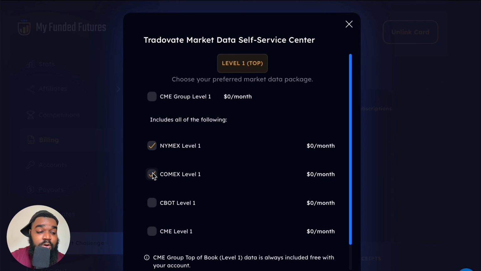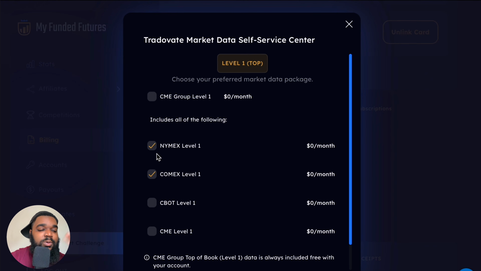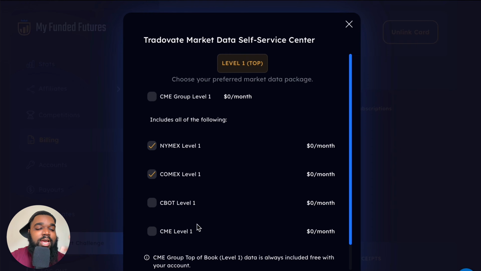To be able to trade gold, you want to have, I believe it's either COMEX or NYMEX, but you could just do all of them. And what that does is it allows you to place a trade for gold. So you want to make sure that you have these checked so that you can place that trade. Super simple, super easy.